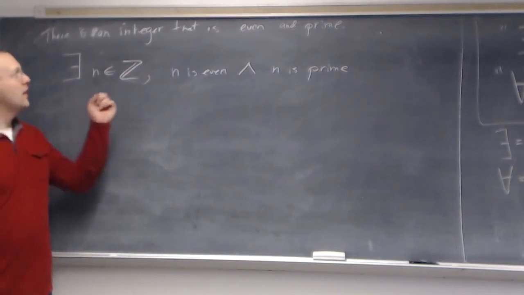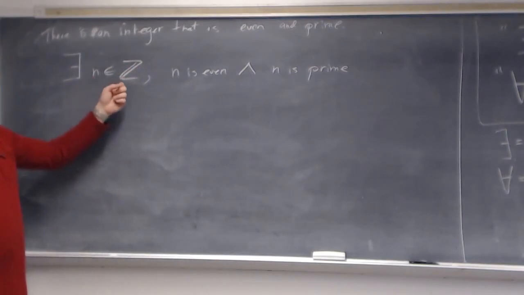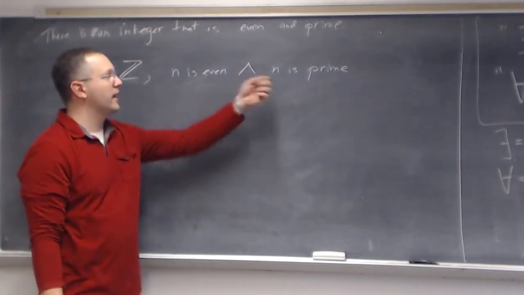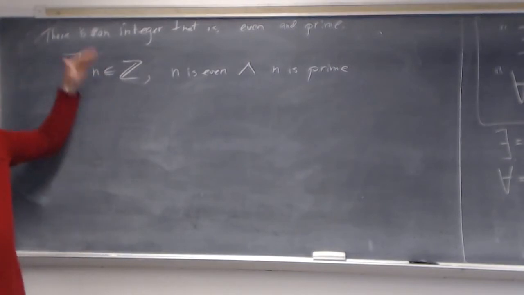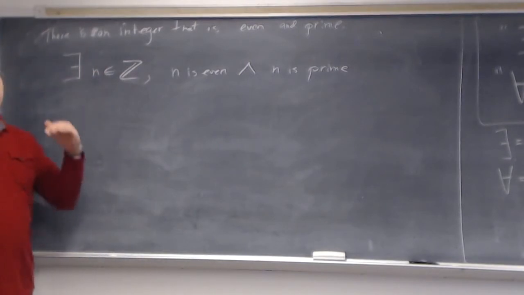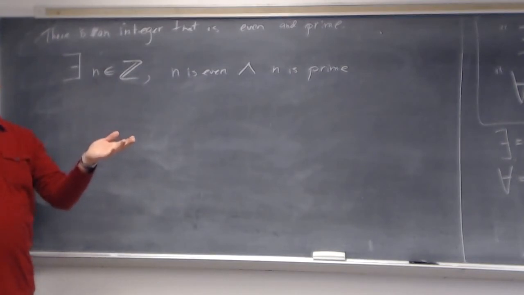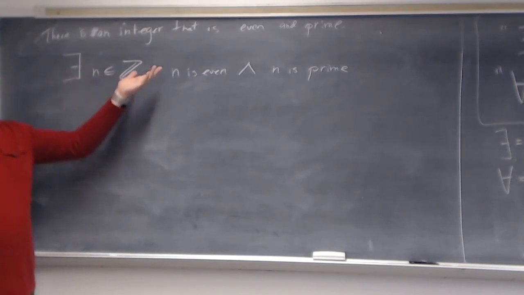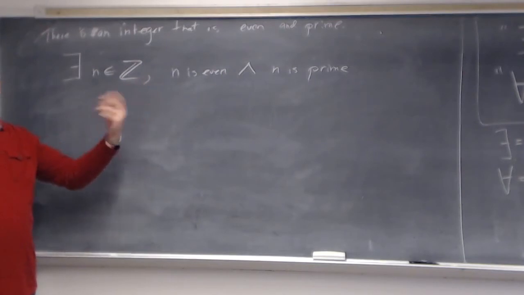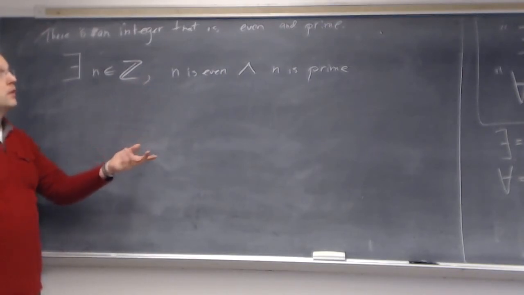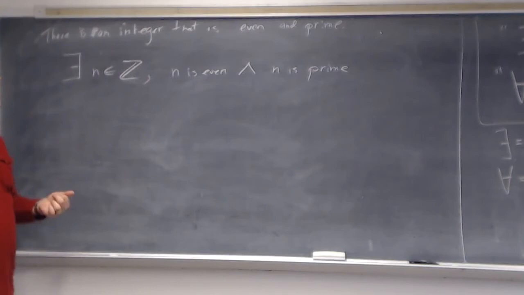Yeah, I see what I'm saying? So you'd have to say, there exists an integer n, such that n is even and n is prime. And that's how you would translate that, literally. But now, the reason why this is a true statement is because that number 2 does exist out there. So if I said prove this statement, you would say, well, the number 2 is even, and the number 2 is prime. The number 2 is an integer, so therefore this is a true statement.